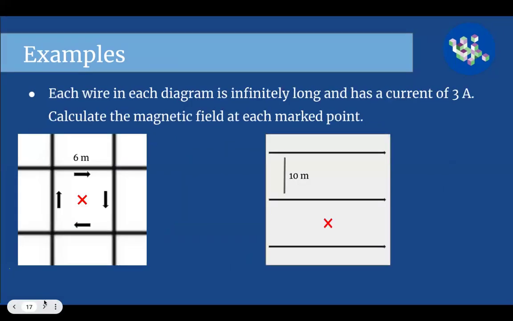All right, each wire in each diagram is infinitely long and has a current of 3 amperes. Calculate the magnetic field at each marked point. I'll give you guys time to pause the recording and you can try this out.